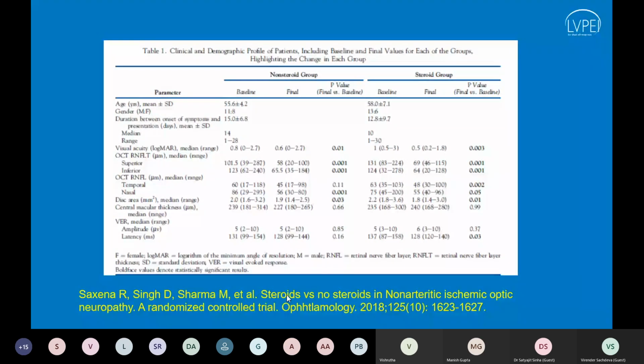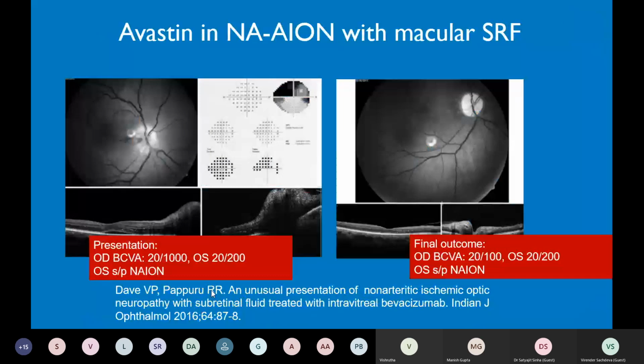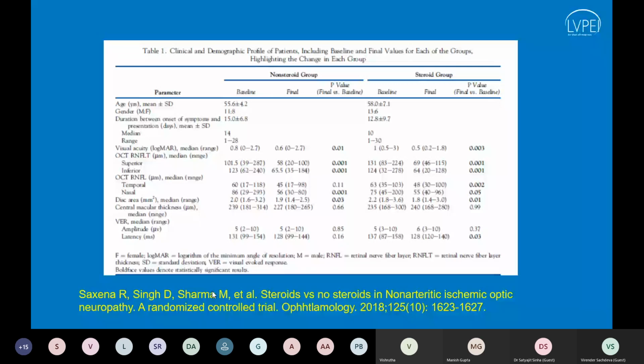In a recent study from AIIMS, Dr. Rohit Saxena and his colleagues showed that when steroids were given versus no steroids, there was no significant improvement in the visual acuity of these patients. Therefore, this study actually shows that there is no definite benefit of giving steroids in these patients.